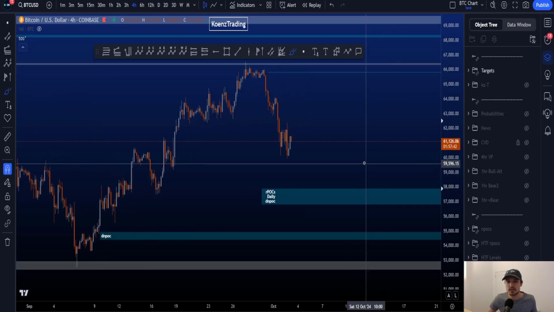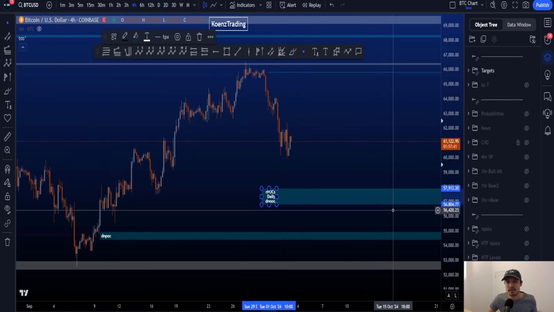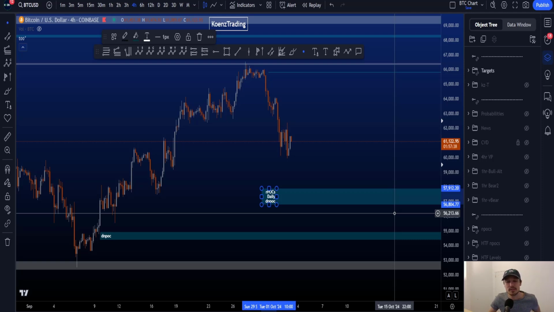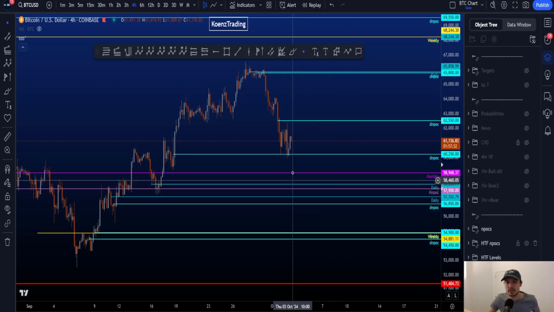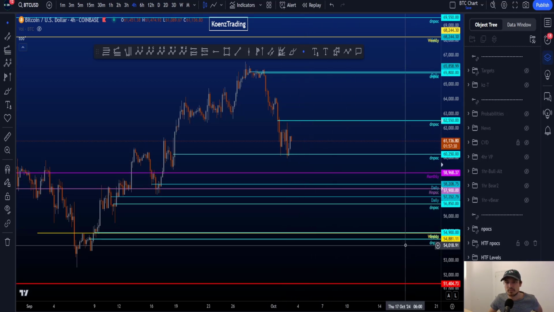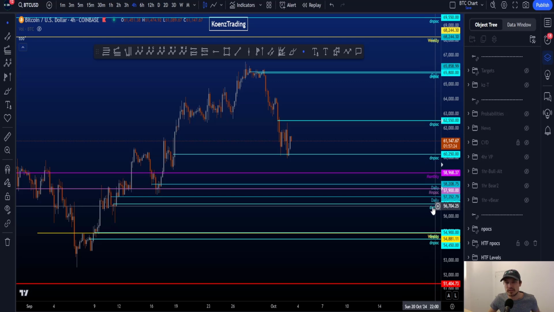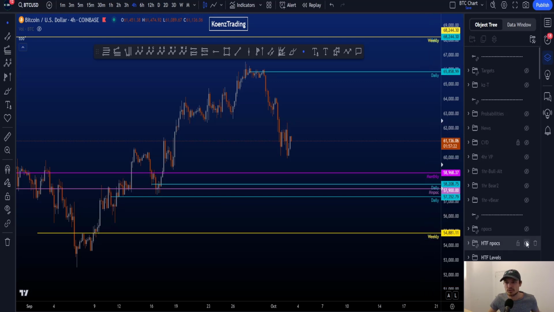To the downside, we in general do have some support. I do have a bigger blue box here as well, sitting between 56.8 and 57.9k. But if I open all of my levels here, you can see that there's quite a lot going on here. We have a monthly 58.9k, daily 58.2, and then we get to my box area, monthly naked point of control to the daily naked point of control.